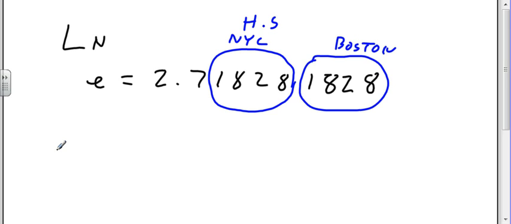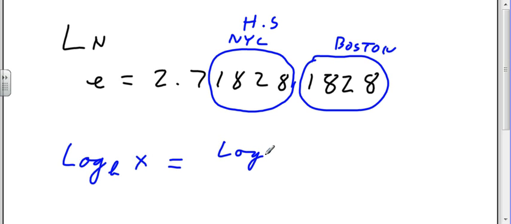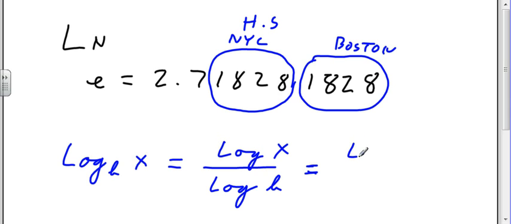In here, we introduce a new idea, which is the log. Any log base b of x is going to be log of x divided by the log of b. And this is also the natural log of x divided by the natural log of b.